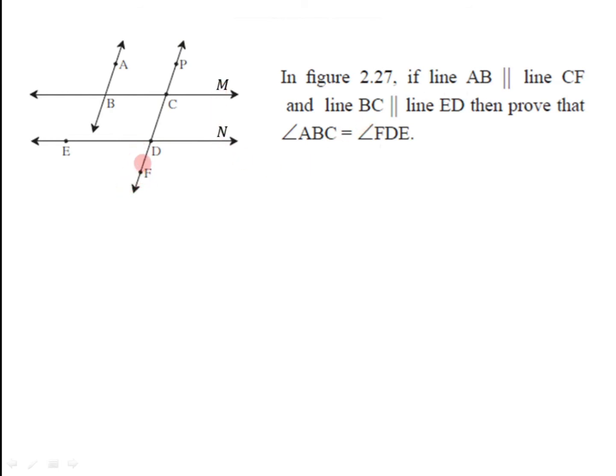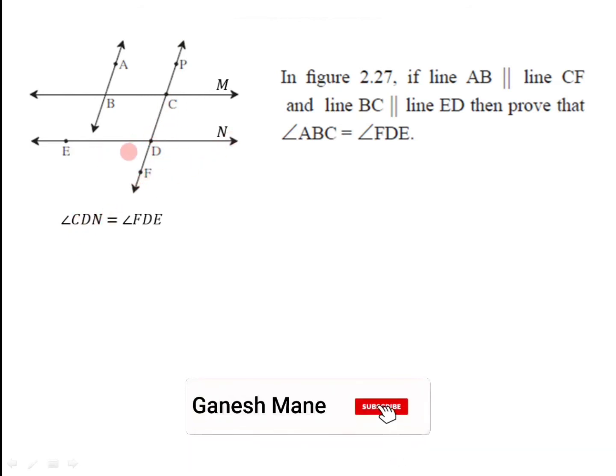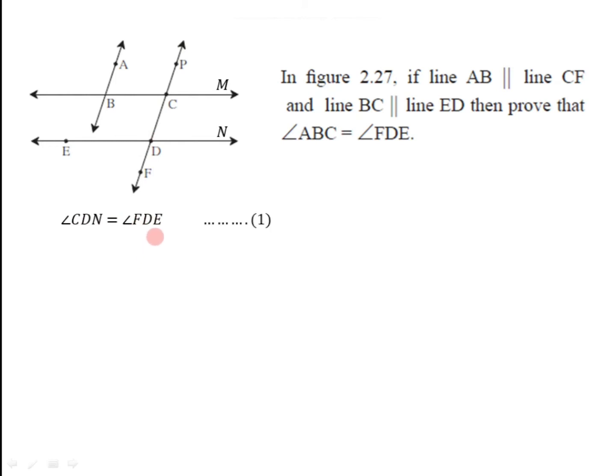Start with this diagram. We have angle CDN and angle FDE, which are vertically opposite angles, and we know that vertically opposite angles are congruent. That's why these two angles are congruent, because these are vertically opposite angles, and we'll call this equation number 1.